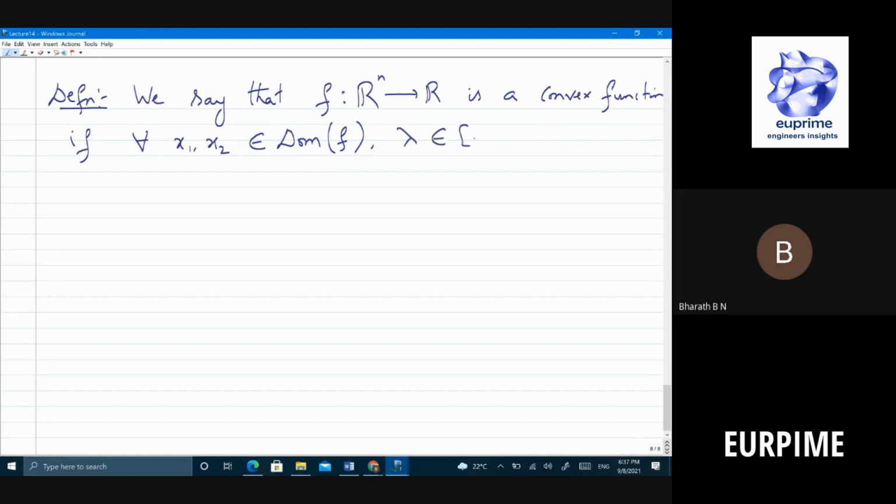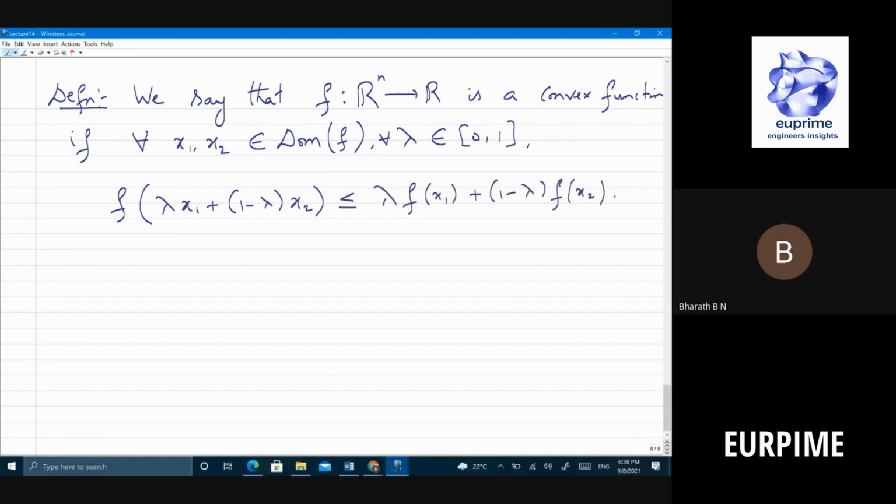For any x1, x2 in the domain, and for any lambda belonging to [0, 1], f of lambda x1 plus 1 minus lambda x2 is less than or equal to lambda f of x1 plus 1 minus lambda f of x2. This is how you convert geometry into Greek and Latin, called math. So we have this definition.